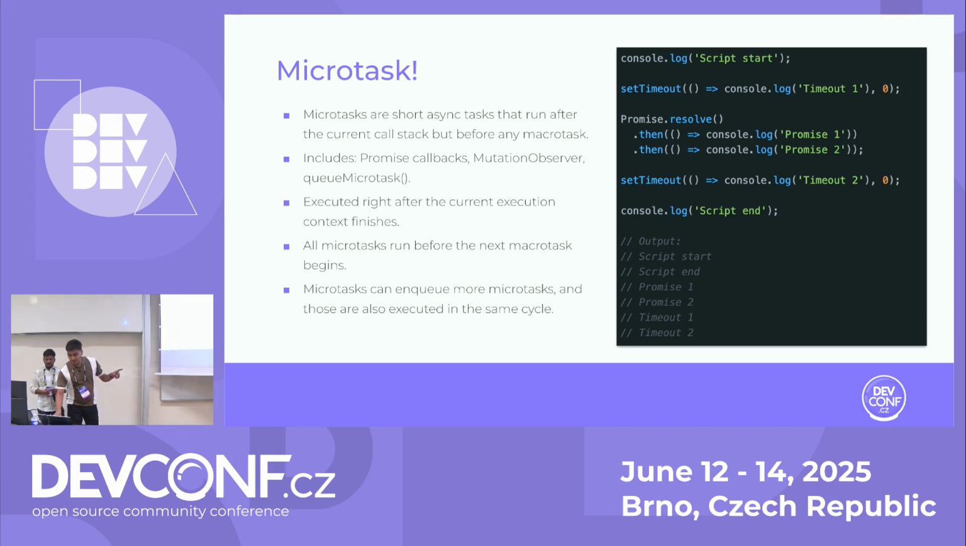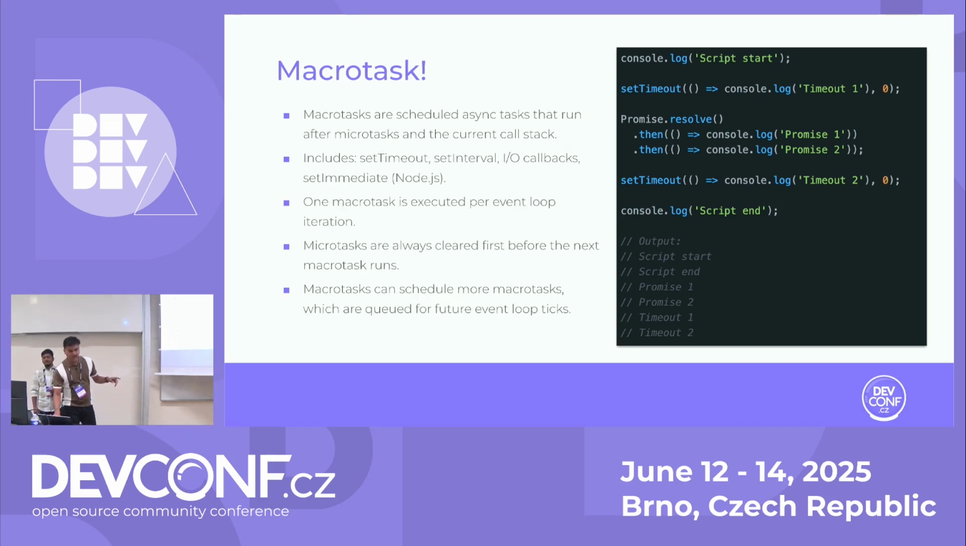I'll go through this code once I finish the macro task one. So my macro task is scheduled after the microtask and the call stack run. There are functions like setTimeout and setInterval, and even the input output callbacks, which come in the macro task. They can execute per event loop iteration, and they can schedule many more macro tasks also, but in future event loop iterations, not in the same event loop.